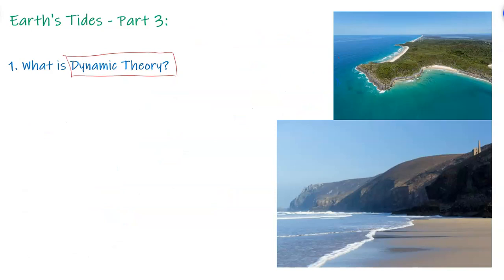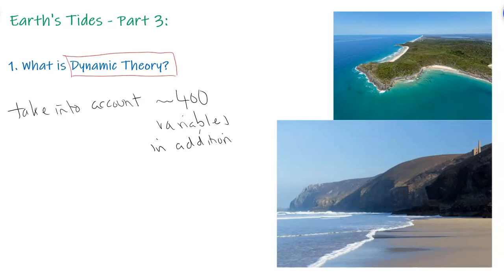So it's basically where you take into account around 400 different variables, which would affect the tides in addition to gravity. So this is in addition to the forces of gravity, the big G right there. Now, these 400 variables can come in small sizes or small fluctuations to large fluctuations. And they basically create different tidal patterns we discussed in part 2.